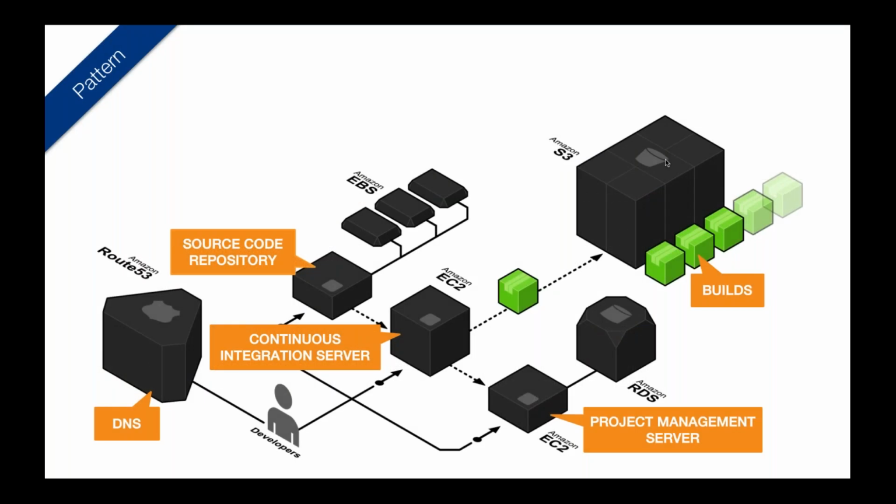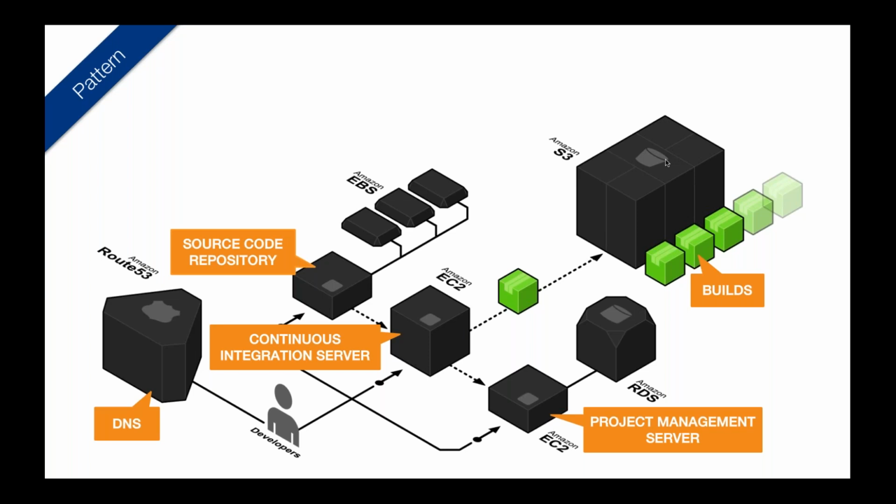So let's take a look at a common pattern that we see on AWS. For example, here I have a project management service, such as Jira, that's running on an EC2 instance. It's probably talking to a database in RDS. I have a continuous integration server, such as Jenkins, that's also running on an EC2 instance. I have a source code repository, so let's say I have Git running on an EC2 instance, and the actual Git repo is stored on EBS volumes, so it's on persistent volumes. And my builds that are generated by my CI server are then also stored in S3, where they can get deployed by something like Elastic Beanstalk.